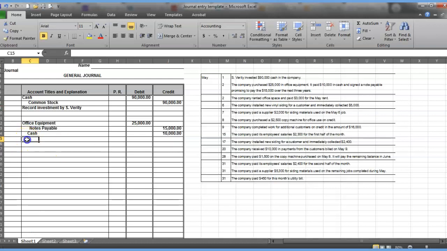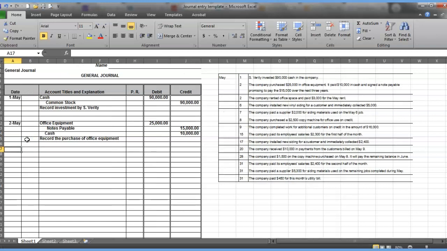So in this case, I have recorded the purchase of office equipment. That's essentially what I did. How I did it, I paid it in cash and in debt, but I still purchased office equipment.